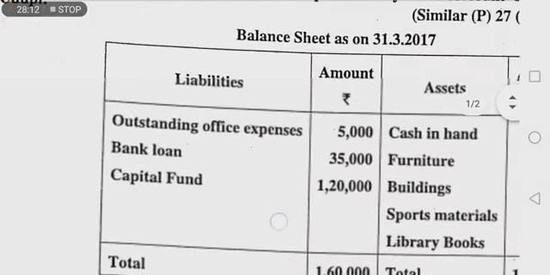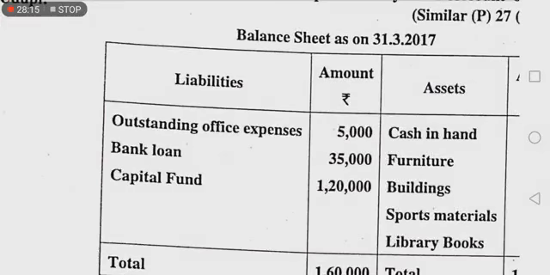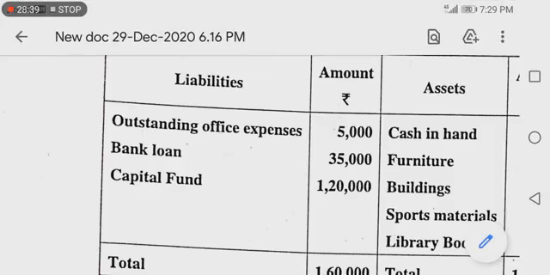Under the liability side they have given different transactions. At first they have mentioned outstanding office expense. We already adjusted this outstanding office expense under the payment side, so there is no need to record it again under the liability side of the new balance sheet. It is better to remember, students, that transactions related to outstanding or advance in the old balance sheet will not be repeated in the new balance sheet.